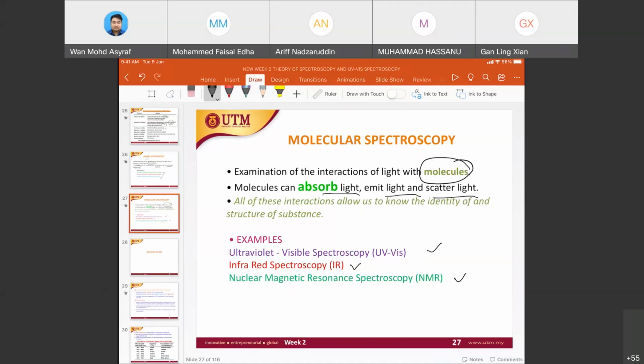Okay, can you see the atomic spectroscopy and molecular spectroscopy? Both are the same, but for atomic spectroscopy your sample needs to be atomized, changed into an atom configuration. For molecules, it is just molecules. After this we will go into what atomic spectroscopy and molecular spectroscopy are, and the difference between them.